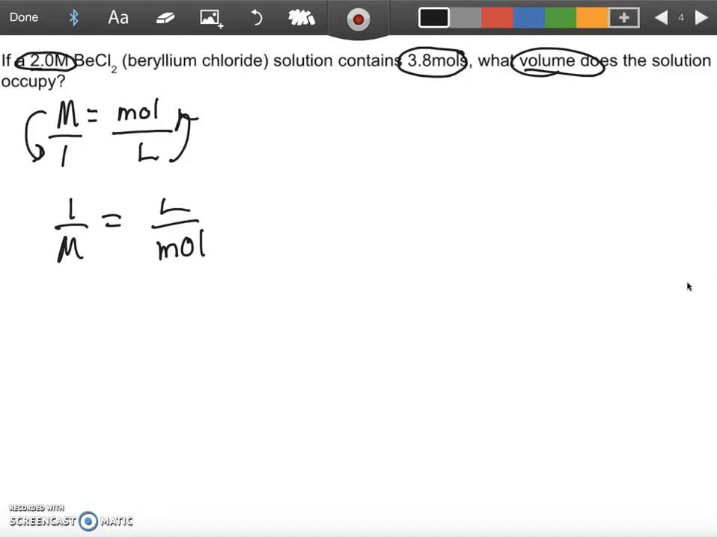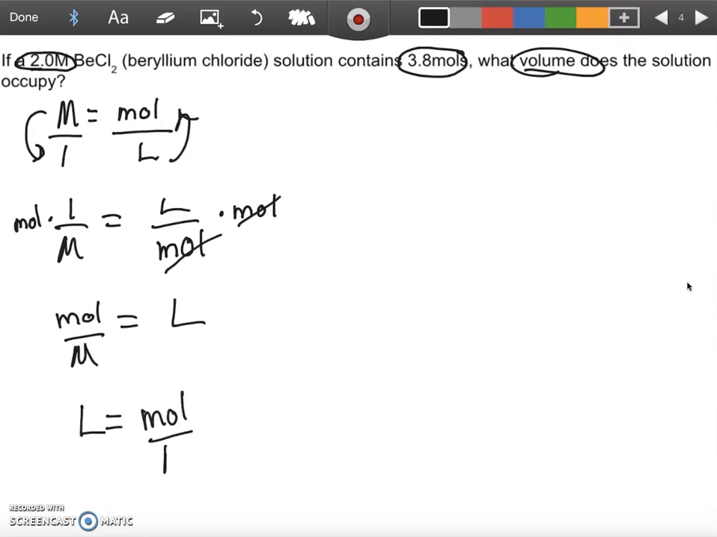The L is still not by itself. I can get it there, though, if I multiply both sides by mole. Okay, because this is technically being divided right here, and the way that we undo division is by multiplication, so we do that to both sides. These will cancel. And liters is now mole over big M, or we can rewrite it as liters is equal to mole over M. In AP Chemistry, I assume that you know how to do algebra by now. Okay. So that's our formula.